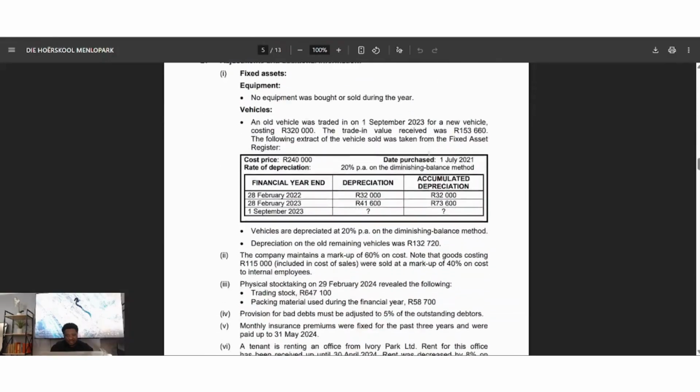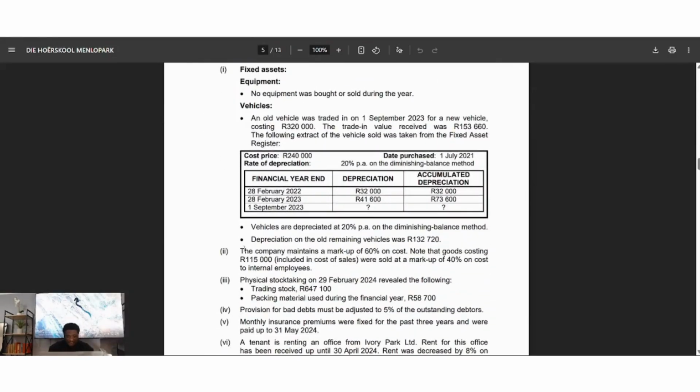Okay, nothing much said, so the other information about vehicle, and then here we are told about a markup. The company maintains a markup of 60% on cost. It says that goods costing 115,000 included in the cost of sales were sold at a markup of 40% on cost to internal employees. So basically we use a normal markup of 60%, but sometimes we make exceptions for our employees. So we have to separate our cost of sales into two, the ones that are marked up at 60% and the ones that are marked up at 40%.